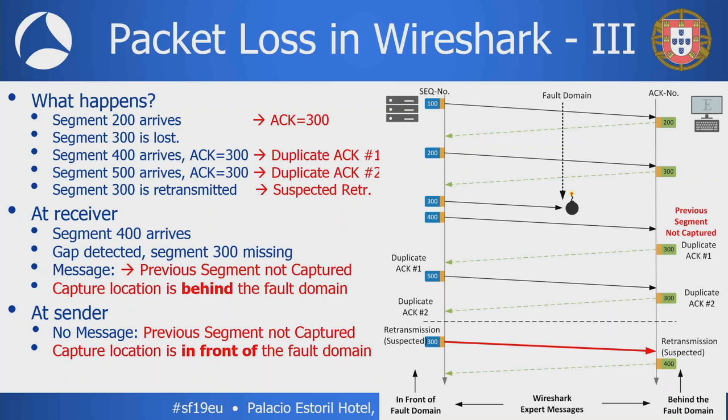because the 300 wouldn't make it to the other end. That means on the sender side, you just see the retransmission, and on the receiving end, if you are behind the fault domain, you'll see those gaps, and that is the indicator of previous segment not captured. And this is, my experience says, a pretty precise science. The only thing is you need to check in what direction the retransmissions are actually running.